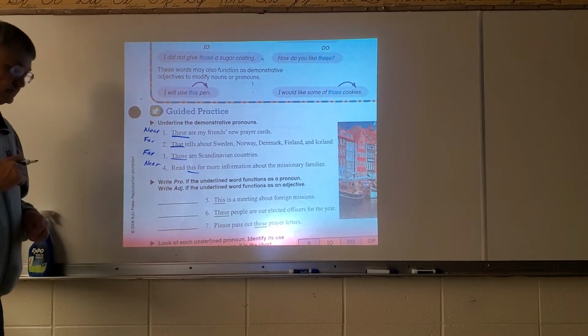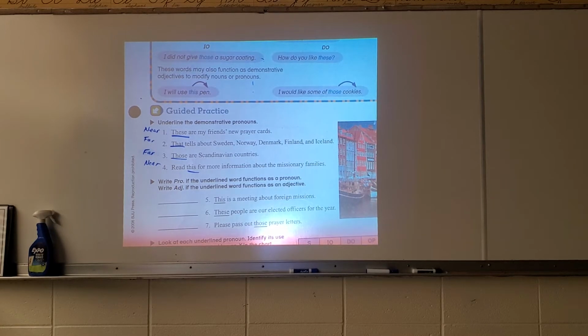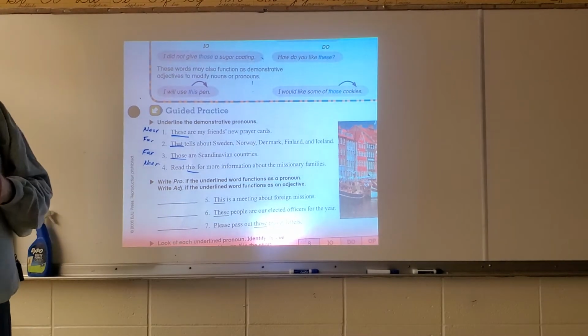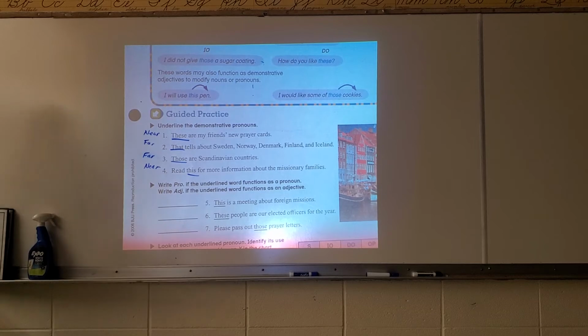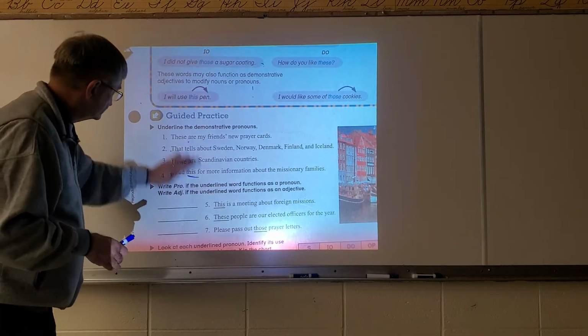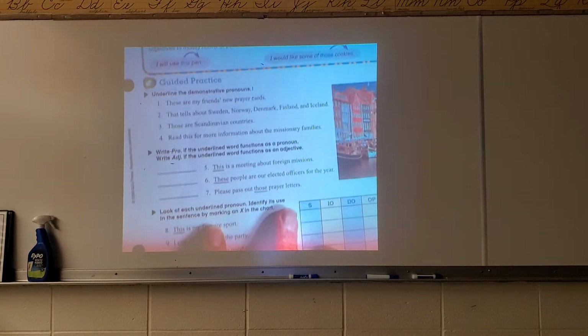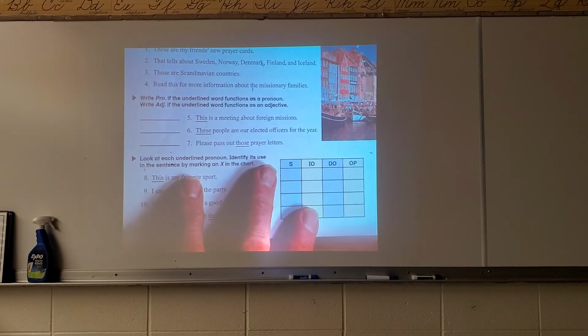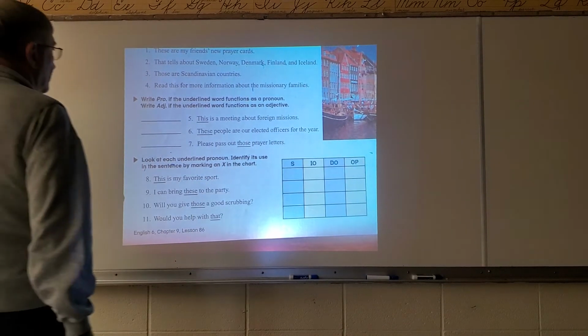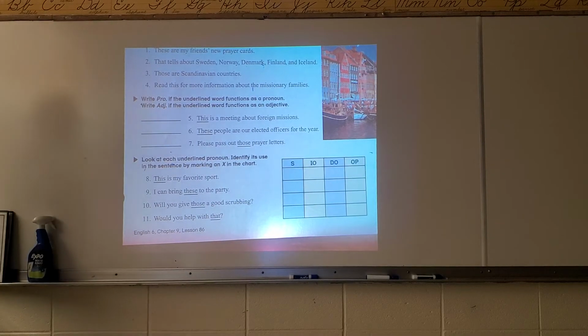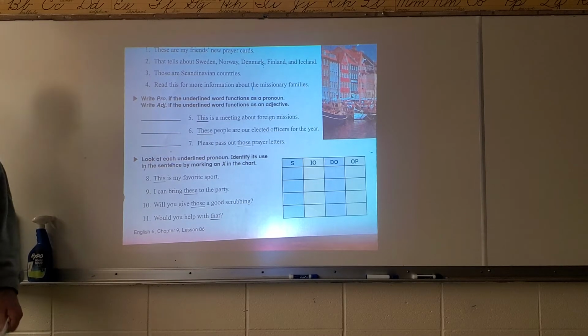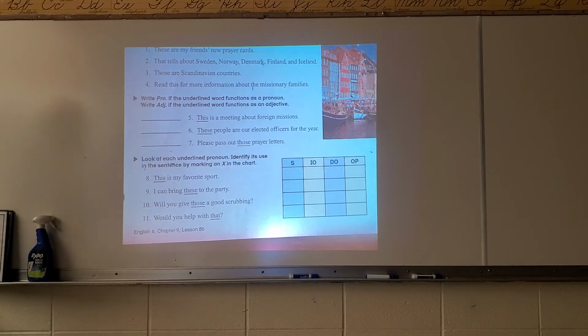All right. 5 through 7. Let's look at that portion. Write PRO if the underlined word functions as a pronoun. Write ADJ if the underlined word functions as an adjective. So again, we're going to take a look.